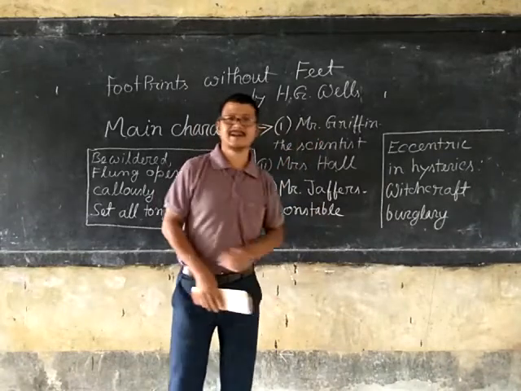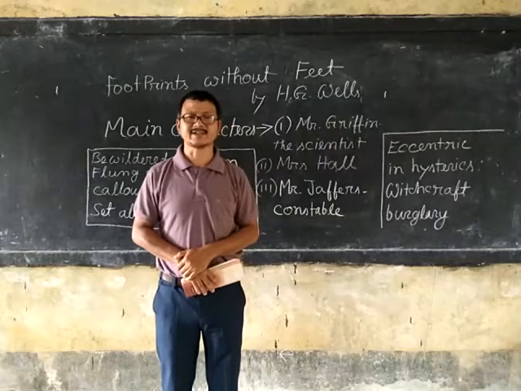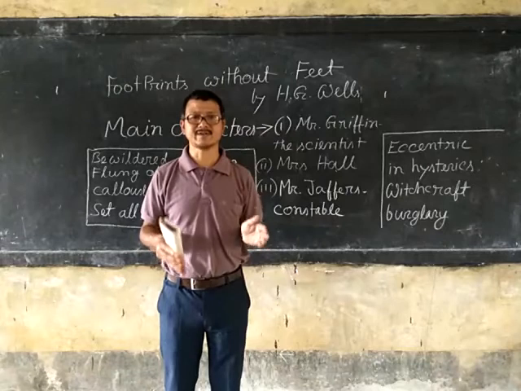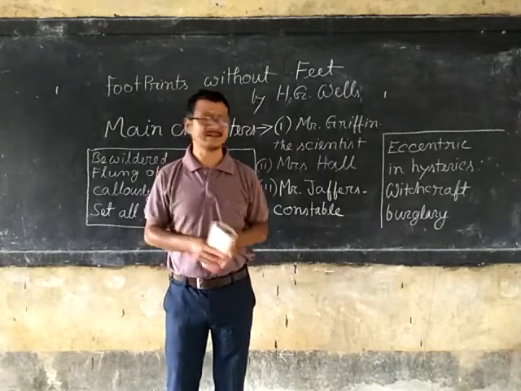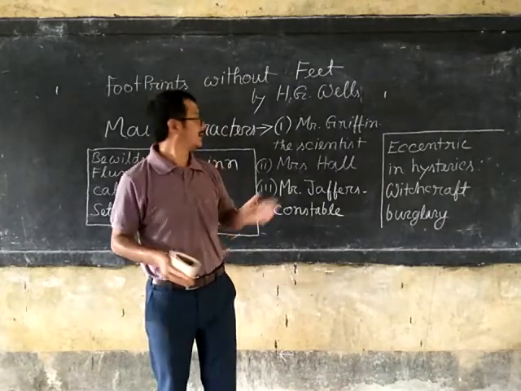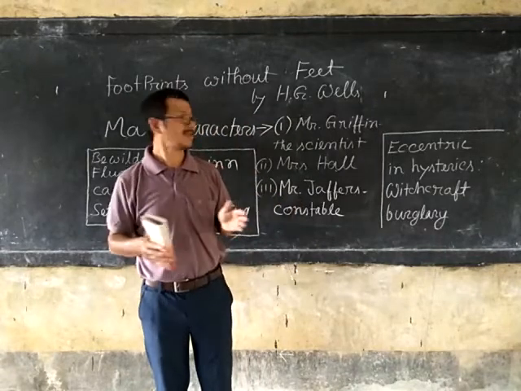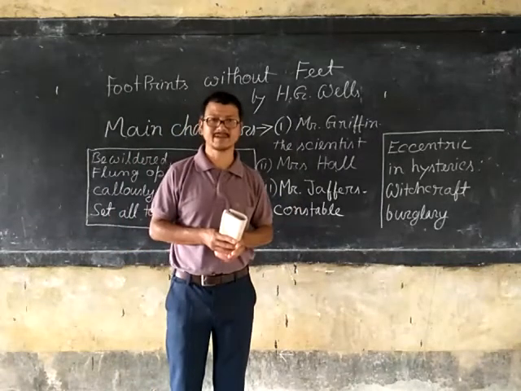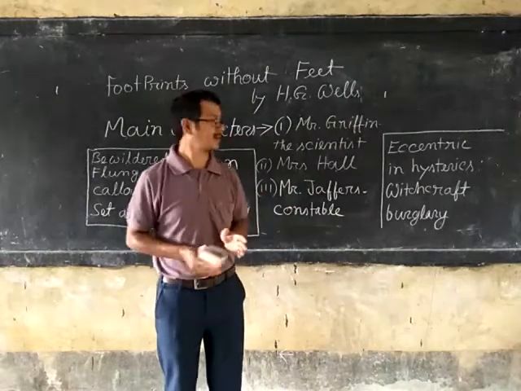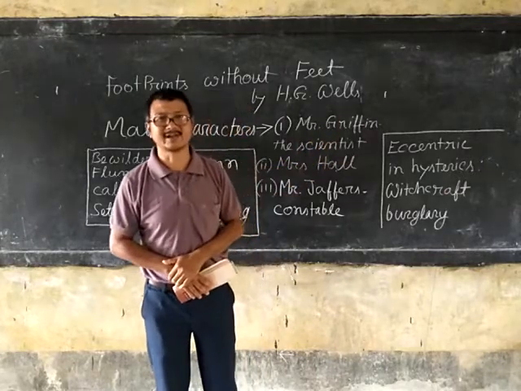scientist, Mr. Griffin, did not hesitate to set the house on fire. From this behavior, you can imagine what kind of man this Griffin was. He might be a very talented scientist, but he was not a good human being. The society is not going to get any benefit from this kind of crazy, mad, eccentric scientist.